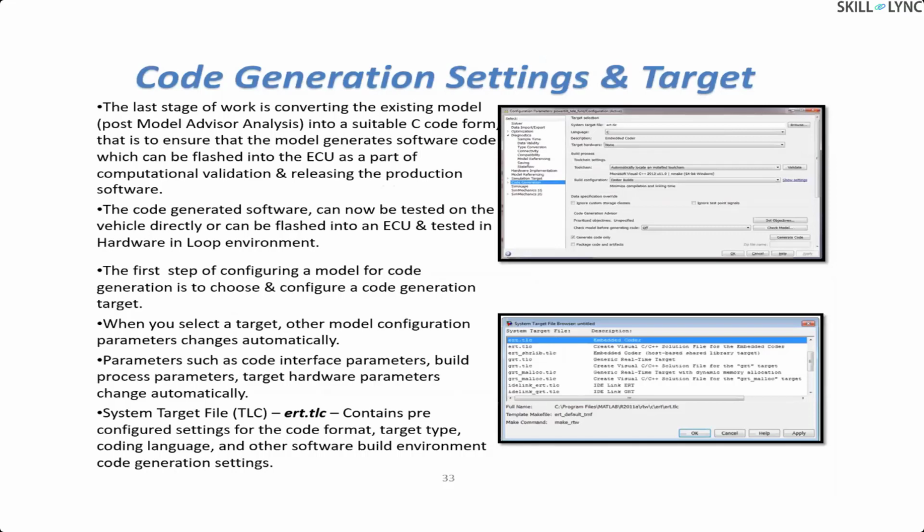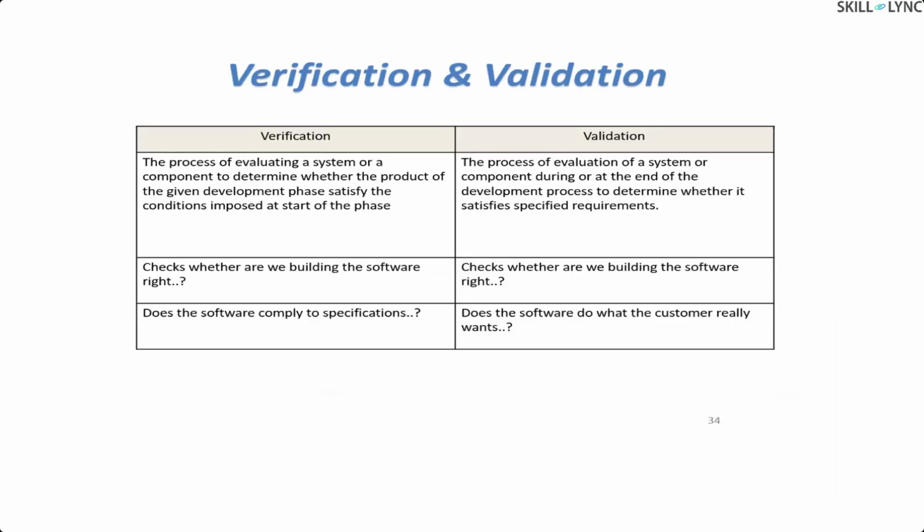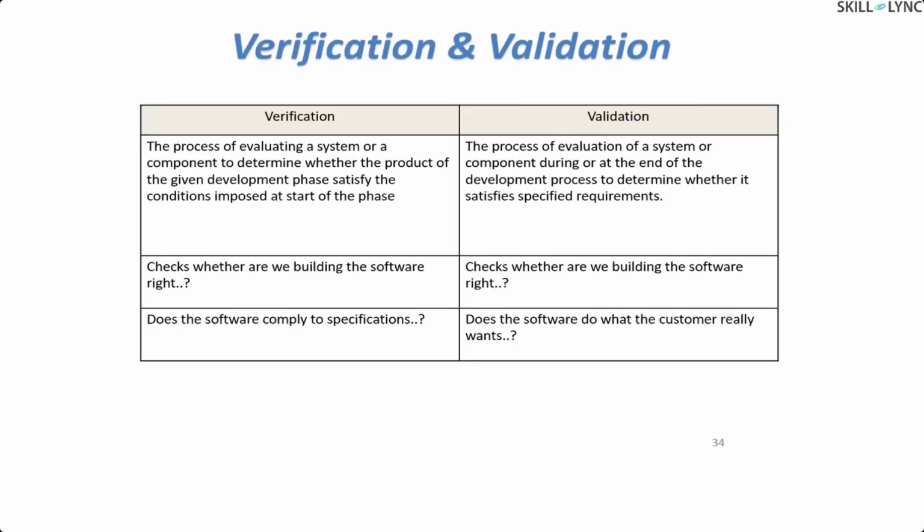And once this code is generated, the next stage is the verification and validation. Again, as I said, once your simulation is done and once your model advisor report is done, you can do model in loop testing. Once your model in loop testing is done, the next stage is the software in loop testing. So briefly, the model in loop and the software in loop testing as a whole, we call that the verification and validation.